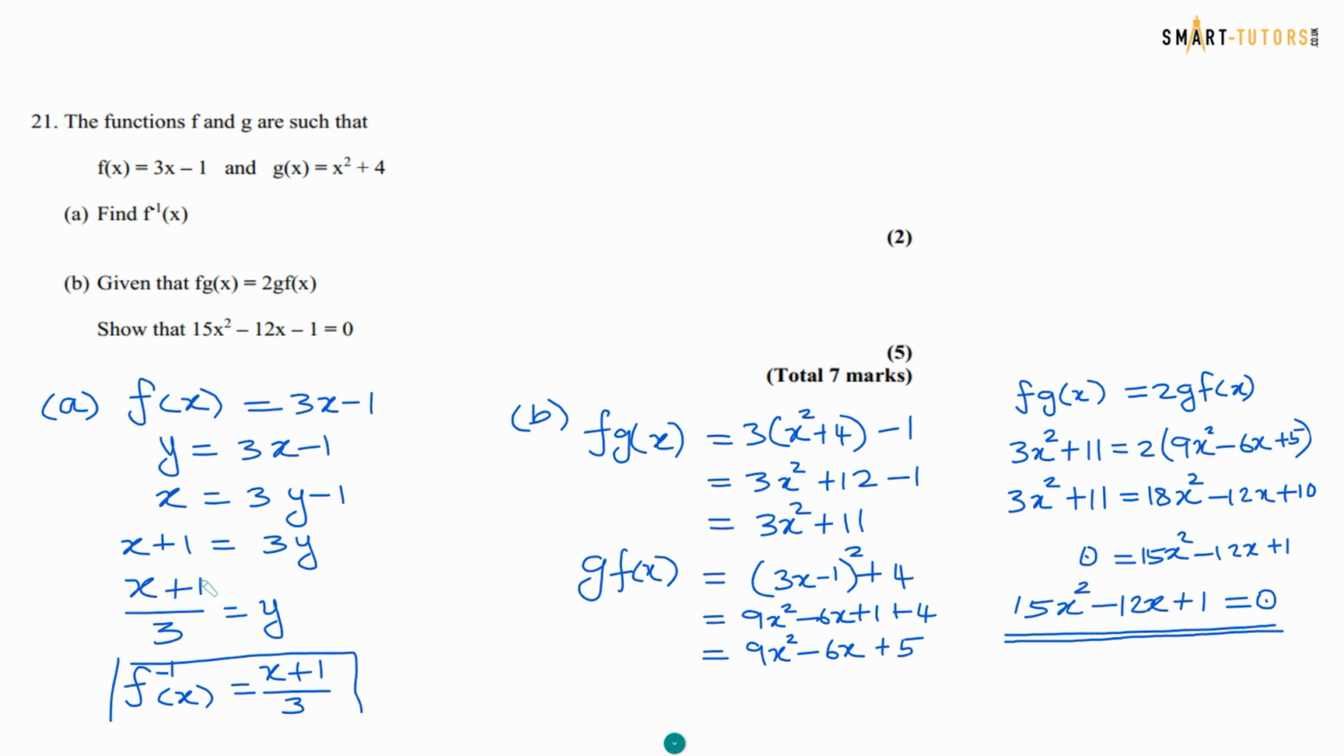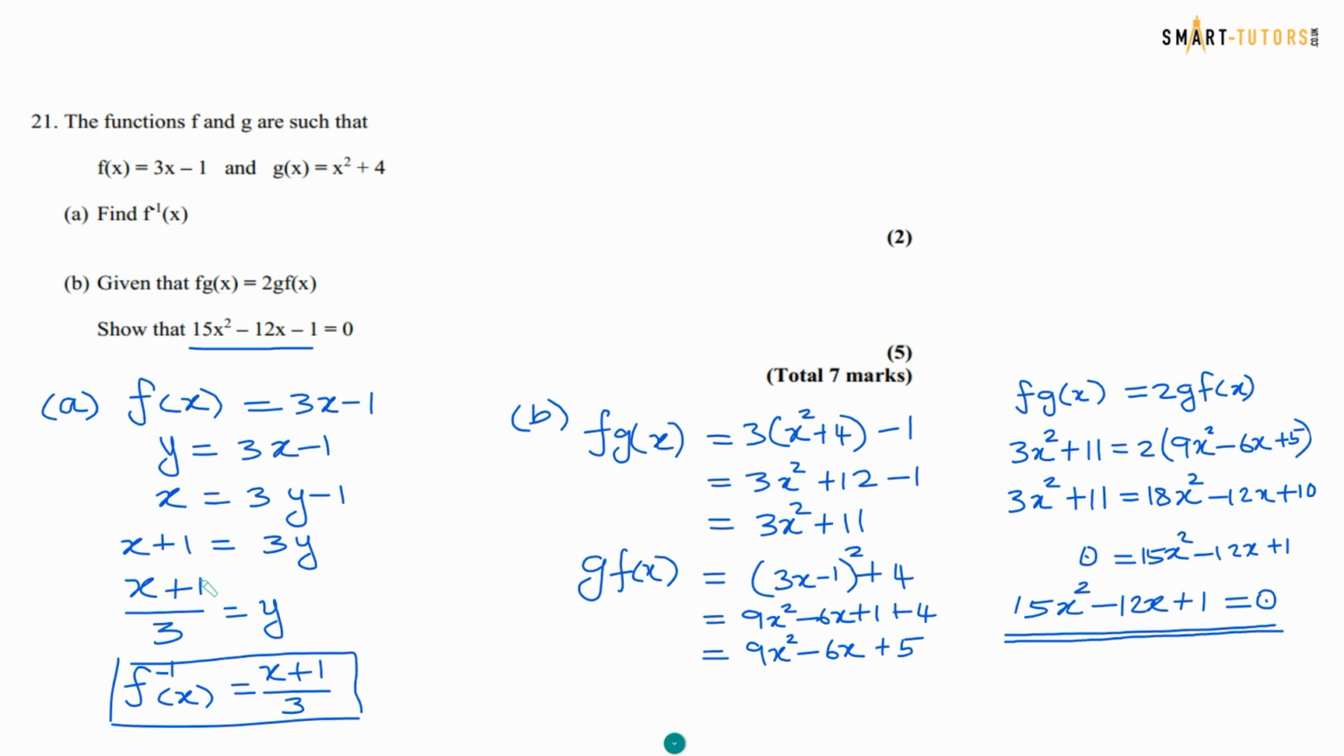So f inverse is (x plus 1) over 3. Now the B part is a 5 marks question: fg(x) equals 2gf(x). Show that this gives a quadratic equation equal to 0. First of all, find fg(x). That means the g(x) function is going to be substituted into the f function, which I did.